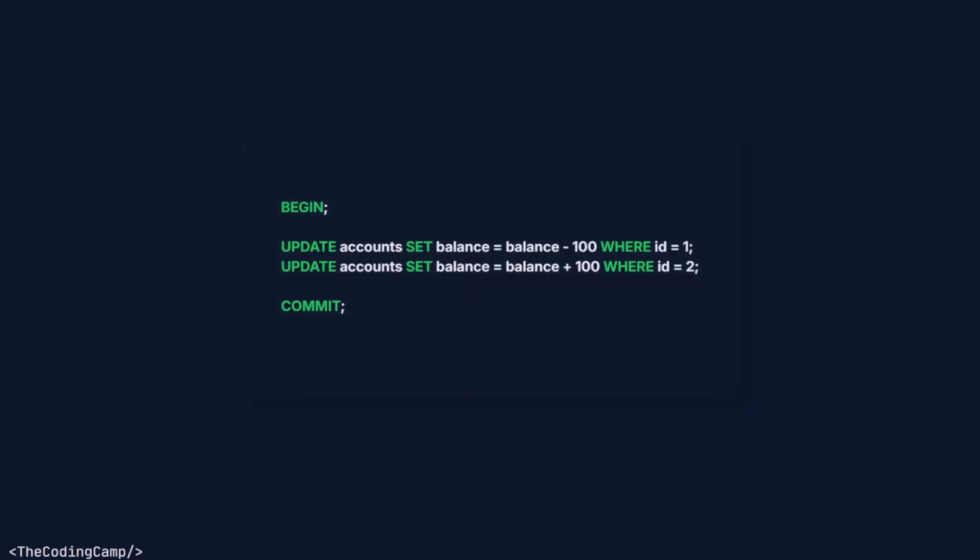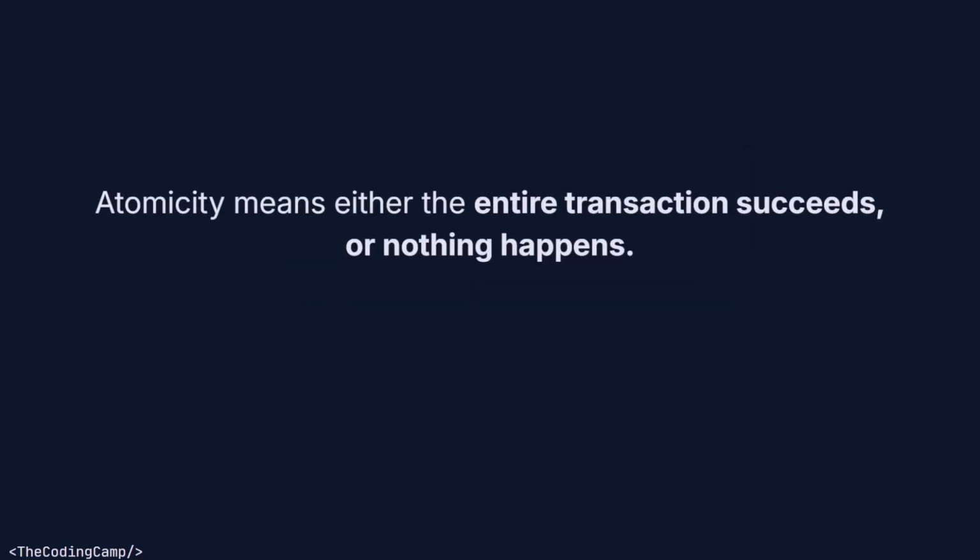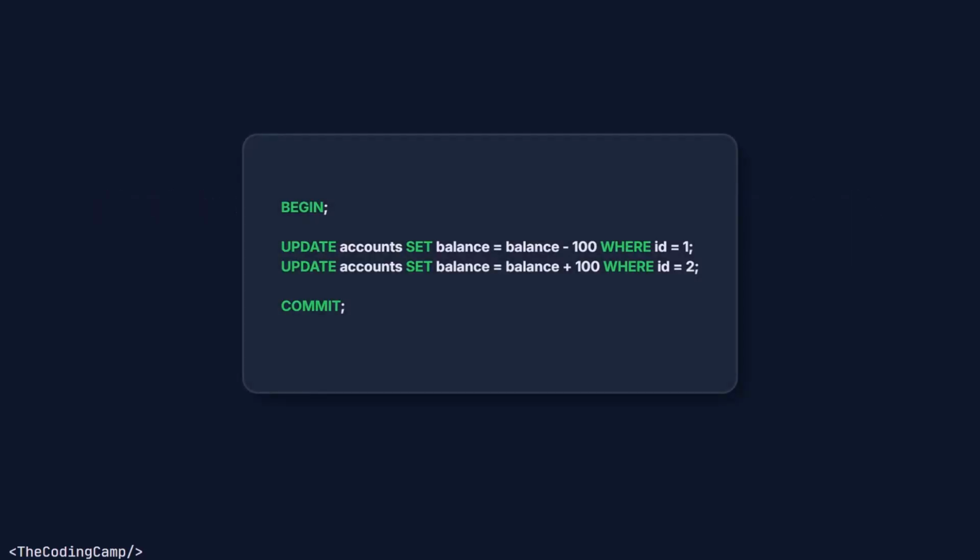Now let's understand atomicity in ACID. Atomicity means that either the entire transaction succeeds or nothing happens. No partial updates are allowed. For example, in a bank transfer, a transaction contains two operations: debit $100 from account A, then credit $100 to account B. Without atomicity, the credit operation might fail, and account A would lose money. Atomicity guarantees that if an operation fails, the entire transaction is cancelled.